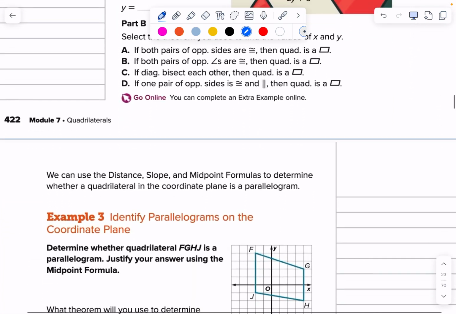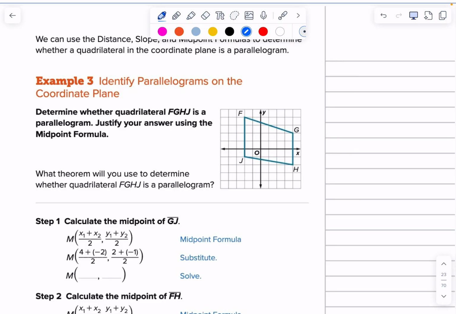Okay. Moving on. Example 3. All right. This is where it gets a little confusing. You got to listen to this. This is where it gets a little confusing because we haven't done this before. Actually, that is not a parallelogram.